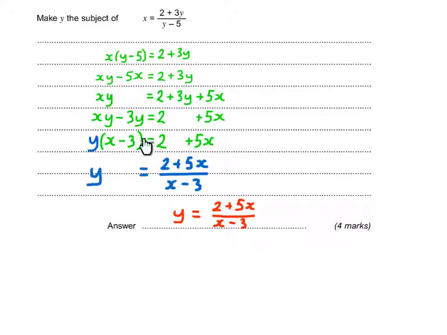So to find out what y is on its own, I just need to divide everything by this bracket, x minus 3. So y equals (2 plus 5x) divided by (x minus 3). So that's the final answer. And that's the end of those.